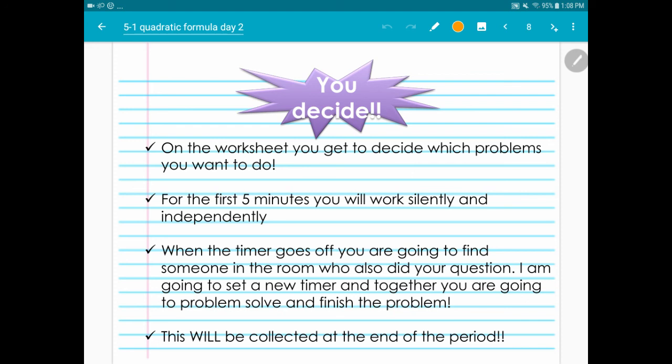When the timer goes off, you can find someone in the room who also did those questions and work with them. This will be collected and handed in to Ms. Cintrone at the end of the period.